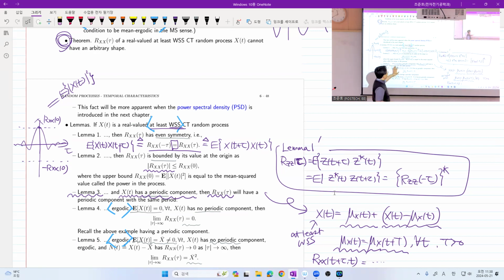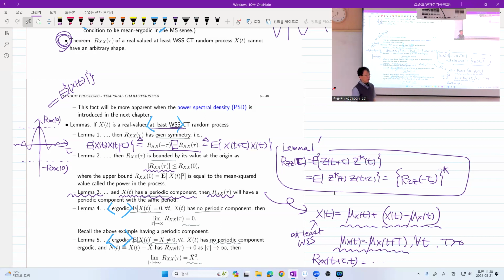So actually, lemma 4 says that you don't have delta functions in the frequency domain. Got it? And also we assume it's a finite power random process. In that case, due to the finiteness of the power, this holds: your autocorrelation function must vanish for sufficiently large tau.